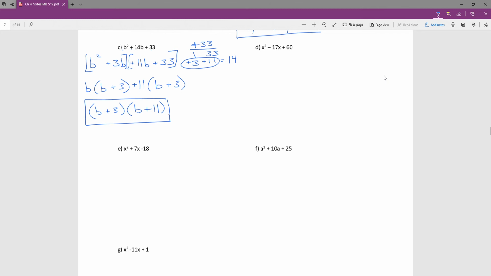Moving on, D, I have 1 times a positive 60, so it's positive 60 at the top of my number puzzle. 60 is one of these numbers that's a pain. There are so many factors of 60. So take it slow. Hopefully I won't miss any. I usually mess this up.